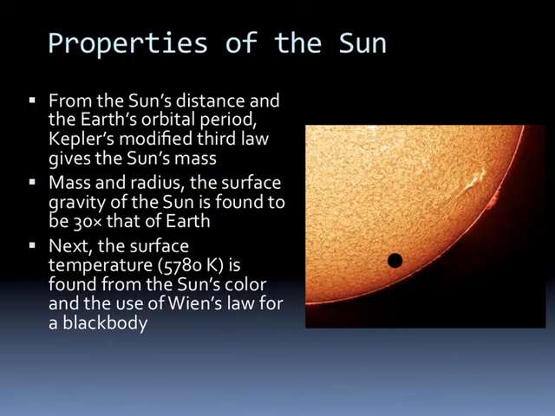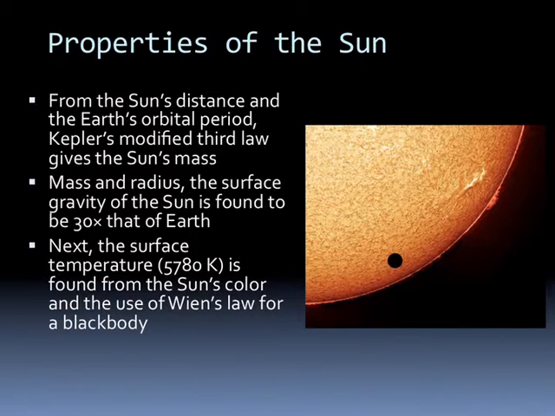From the Sun's distance and Earth's orbital period, we can use Kepler's modified third law to give us the Sun's mass. And now that we know the mass and radius, the surface gravity of the Sun can be determined. It's about 30 times that of the Earth. So our 180-pound man that we've been talking about would weigh 54,000 pounds on the surface of the Sun.